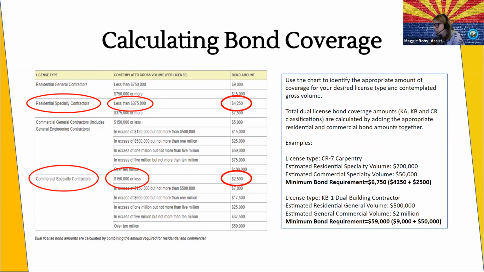For the second example we have a KB1, which is a dual building contractor. So the example given here is they had an estimated residential volume of 500,000 and an estimated general volume of 2 million. So that would put their bond requirement at the 9,000 for residential and 50,000 for commercial for a total of 59,000 in bond coverage.